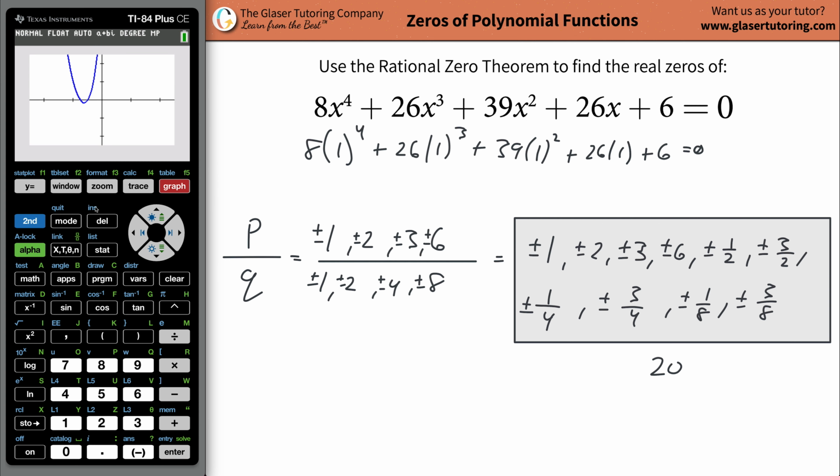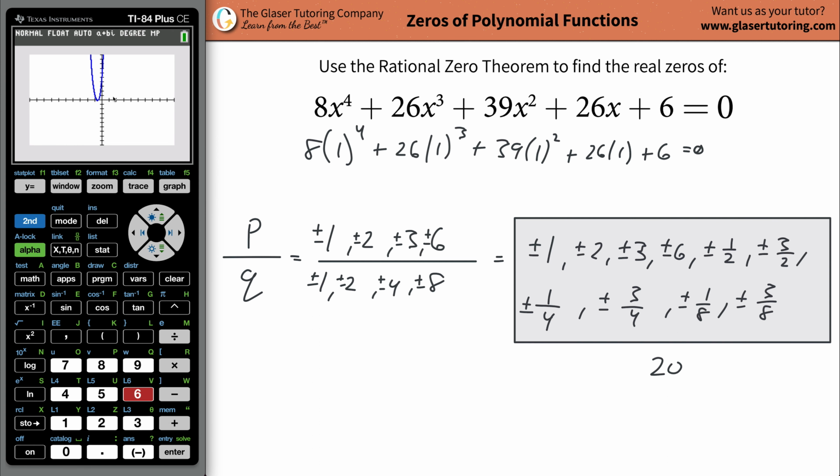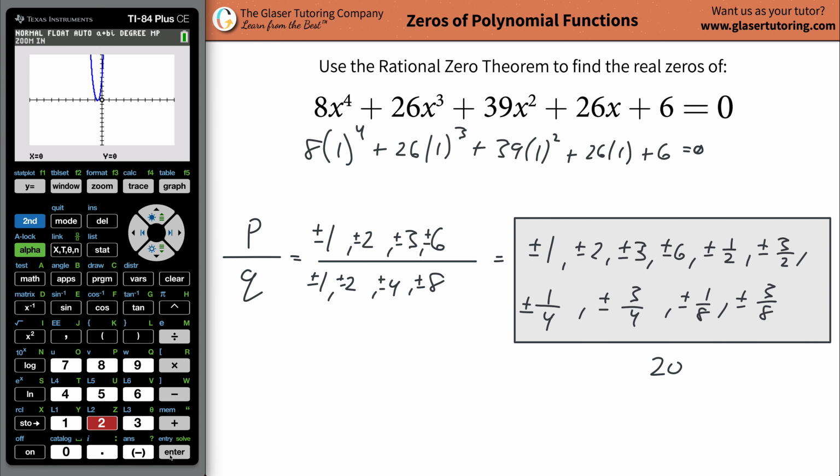Let me zoom out a little bit, okay? Let's zoom because it might be doing something funky. Let's go zoom standard 6. All right. So I'm pretty certain, so I'm going to zoom back in. This thing is not going to come back down at all. So let's zoom in. Let's go to 2. All right. And hit enter.